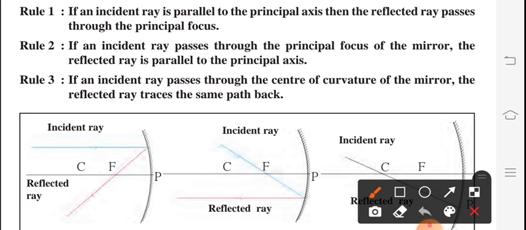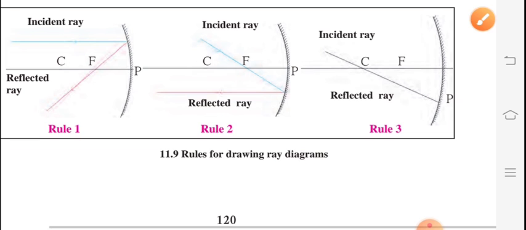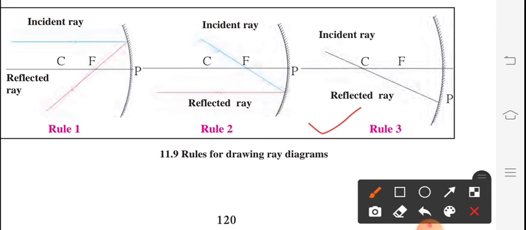Okay. Next rule is, if an incident ray passes through the center of curvature, the reflected ray traces the same path back. You can observe here with this third rule, if the incident ray passes through the center of curvature, then the reflected ray will follow the same path in the opposite direction. Clear? If the incident ray passes through the center of curvature, then its reflected ray also passes through the center of curvature. These are the rules for drawing ray diagrams, which are very, very important.